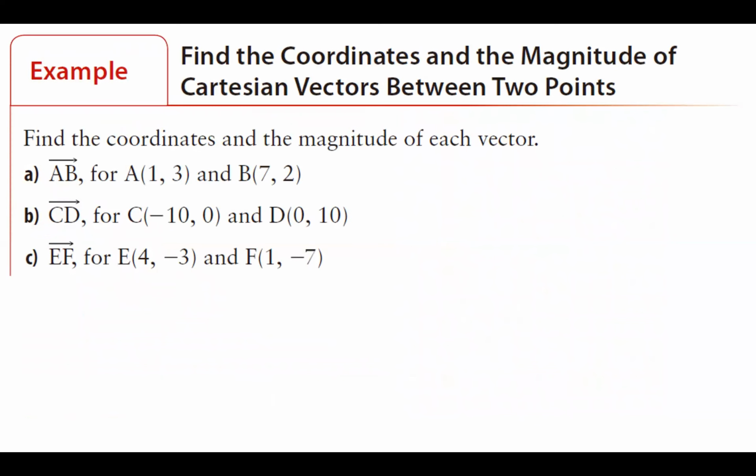So now let's have a look at an example. Find the coordinates and magnitude of each vector below. First, vector AB, for point A (1, 3) and point B (7, 2). Next, vector CD, for C (-10, 0) and D (0, 10). And then vector EF, for E (4, -3) and F (1, -7). Okay, I'll give you 3 minutes to have a look at this question.